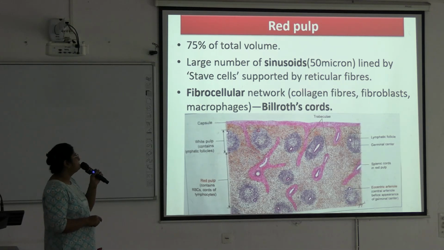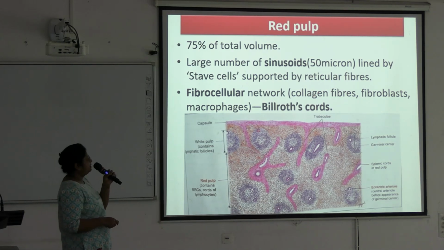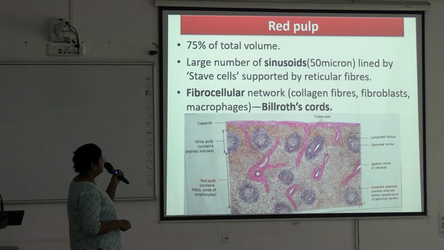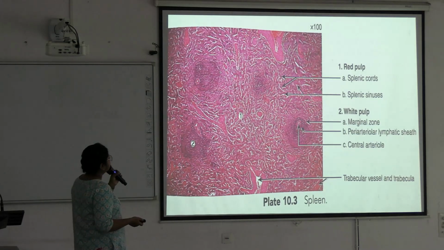Which structures are present in Billroth cords? A fibrocellular network formed by collagen fibers, fibroblasts and macrophages, together forming the Billroth cord. So these are the red pulp within which Billroth cords are lying. Next.